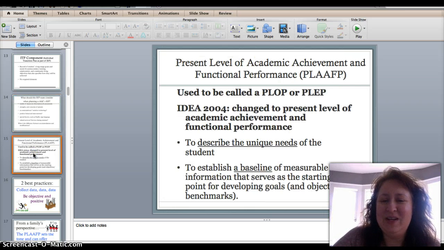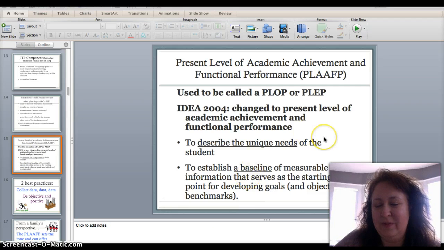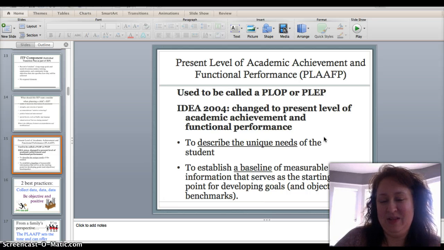All right, so we're going to focus on the present levels of academic achievement and functional performance. So this section is called the PLAAFP. If you're talking in schools, they will talk about the PLOP or the PLEP. That was old terminology. After IDEA 2004, it changed to this current acronym, and that's the one that hopefully educators are using, but know that that's kind of an interchangeable term. This PLAAFP is our baseline, and it's telling us about the unique learning strengths and needs of a student.